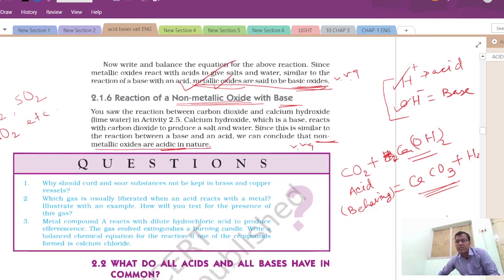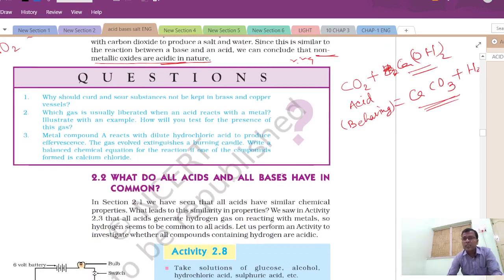You can see another example also. This is sulfur dioxide, SO2, reacting with, you can take any acid or base.